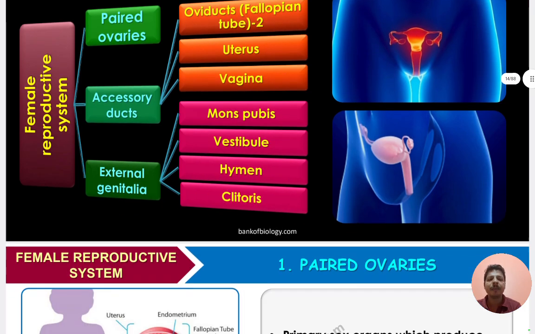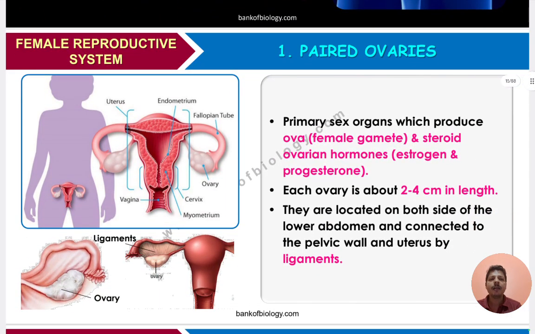Let's see the female reproductive system. First of all, paired ovary. The primary sex organ which produces ova, that is female gamete, and steroid ovarian hormones, that are estrogen and progesterone, that is ovary. As you can see in this diagram, here ovary is labeled. Pair it is given, so 1 and 2 we can label it.